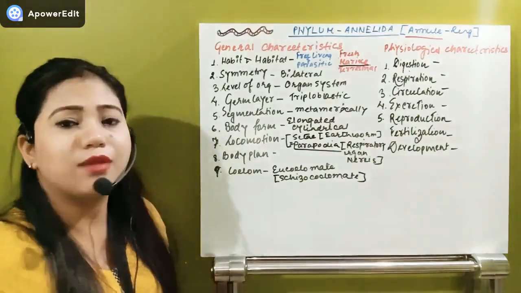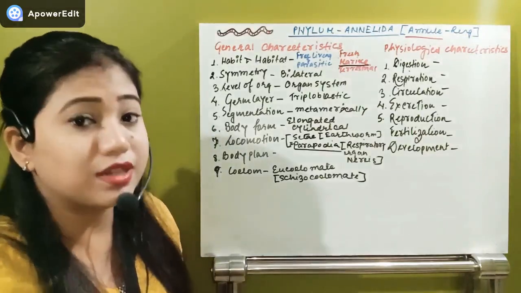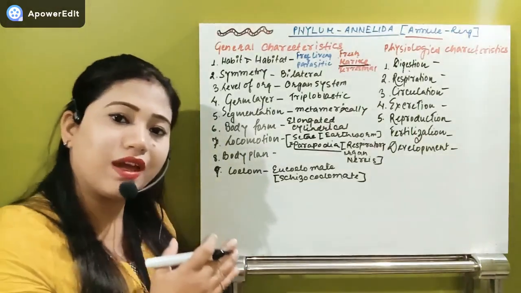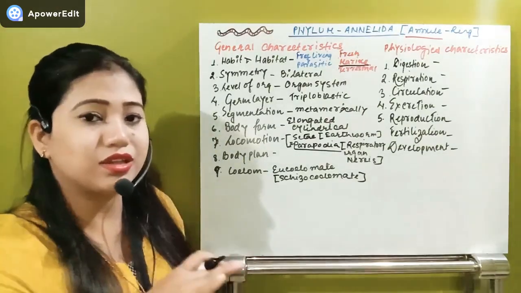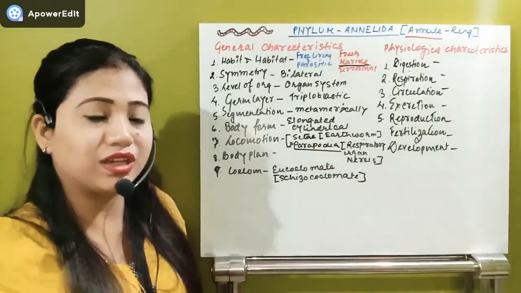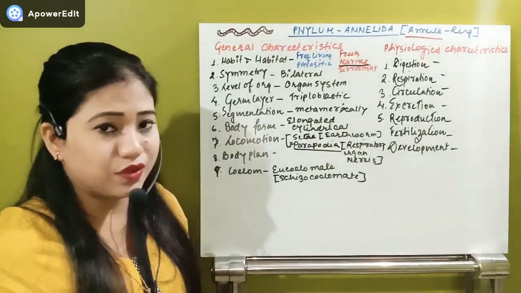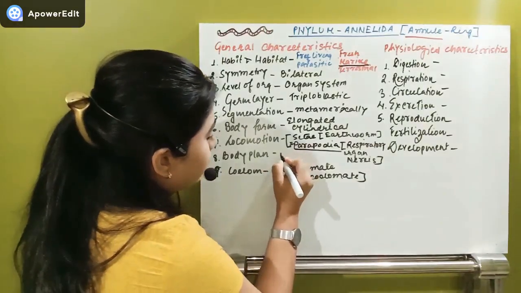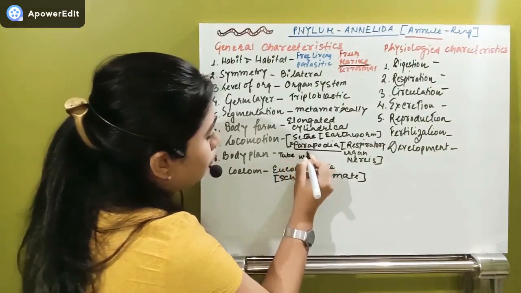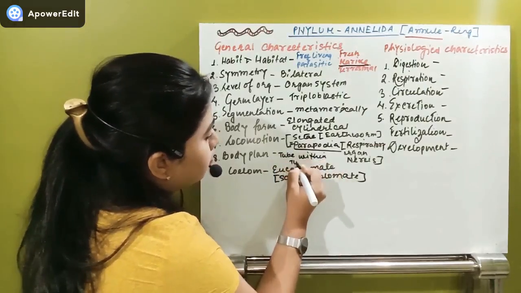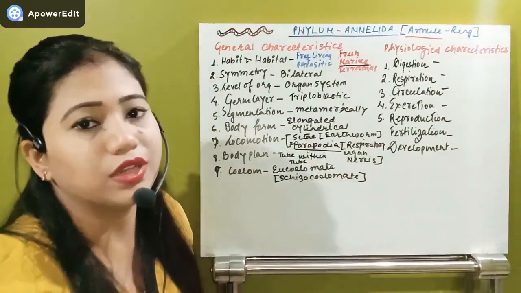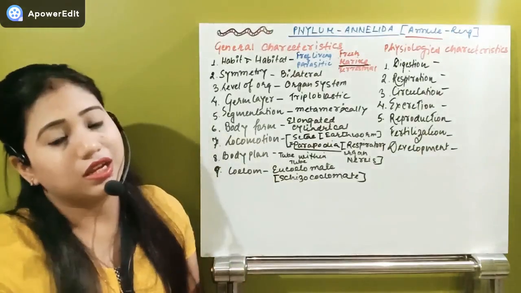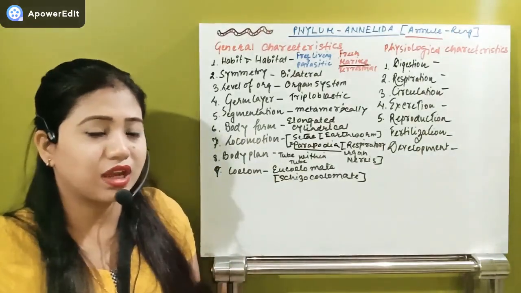Now come to their body plan. What type of body plan will they have? See, they will have 2 complete separate openings. They will have a mouth and anus in opposite directions, and to join them they will have the alimentary canal or GI tract. So the body plan of that organism will be the tube within tube body plan. Then after that, we have completed their general characteristics. Remember their general characteristics.